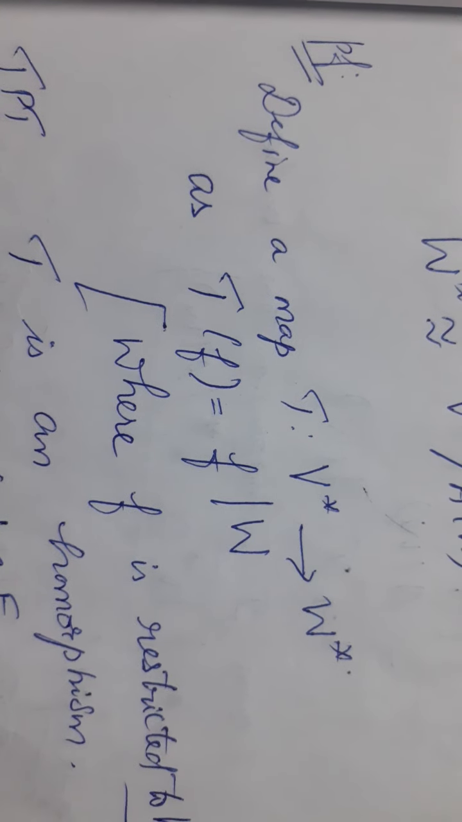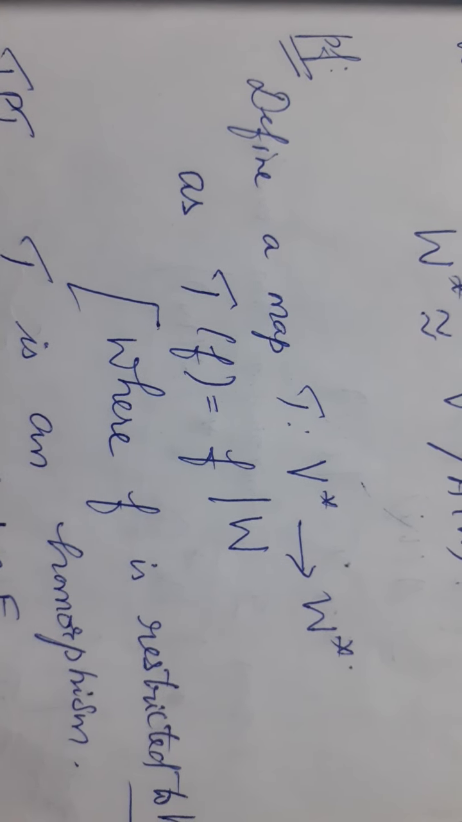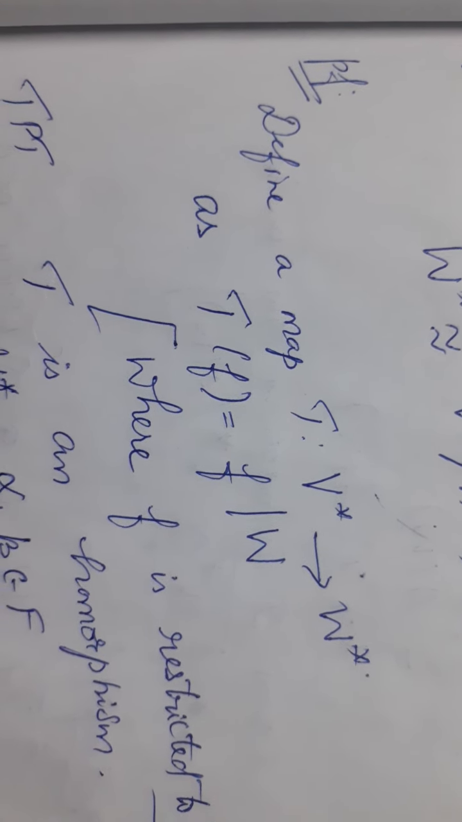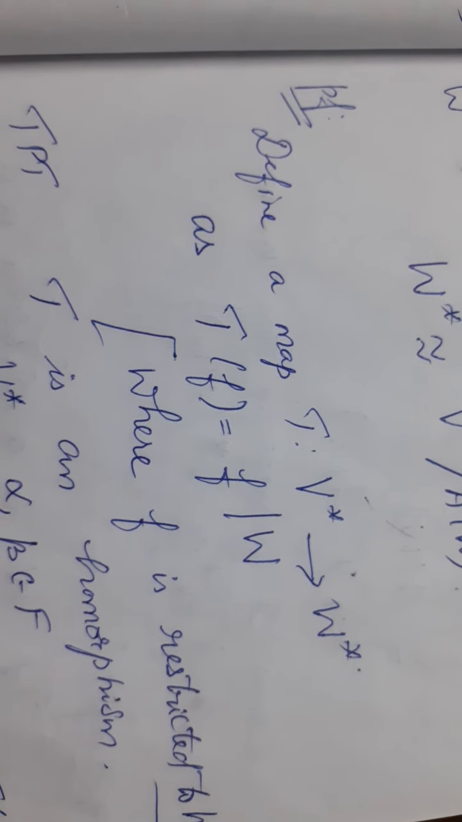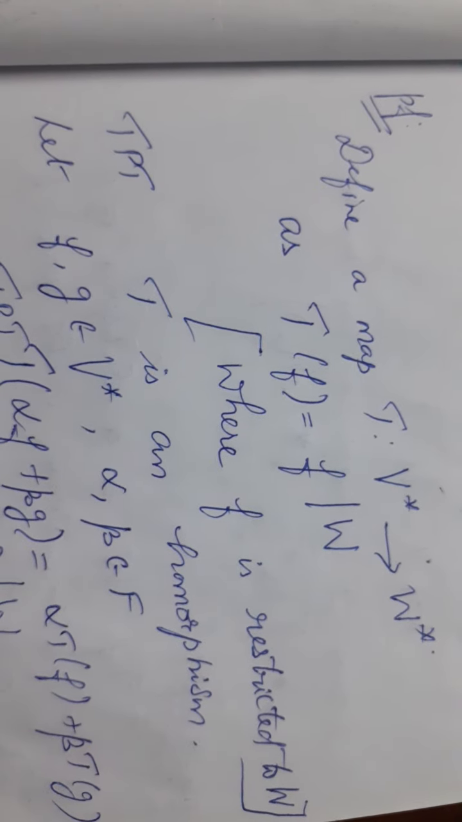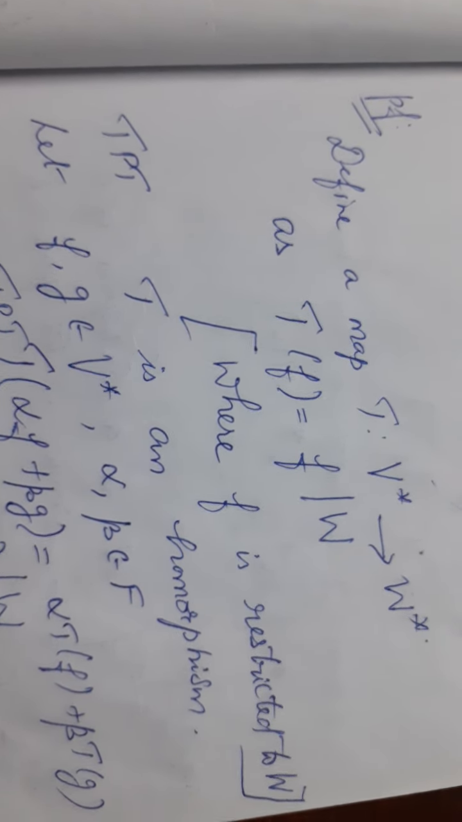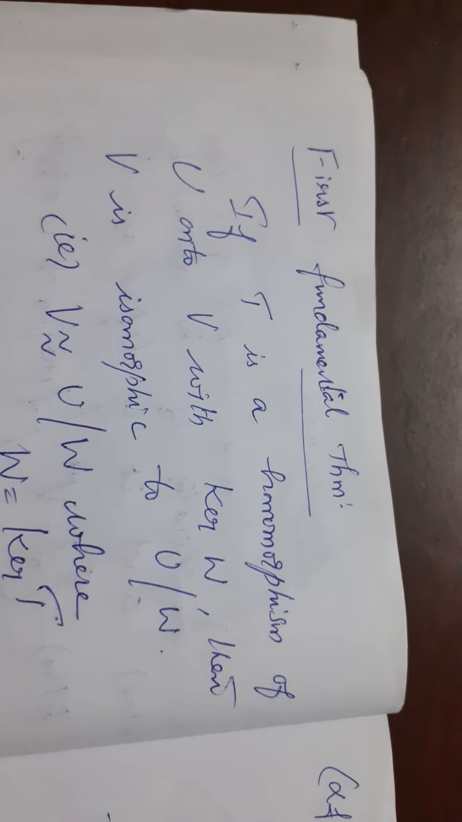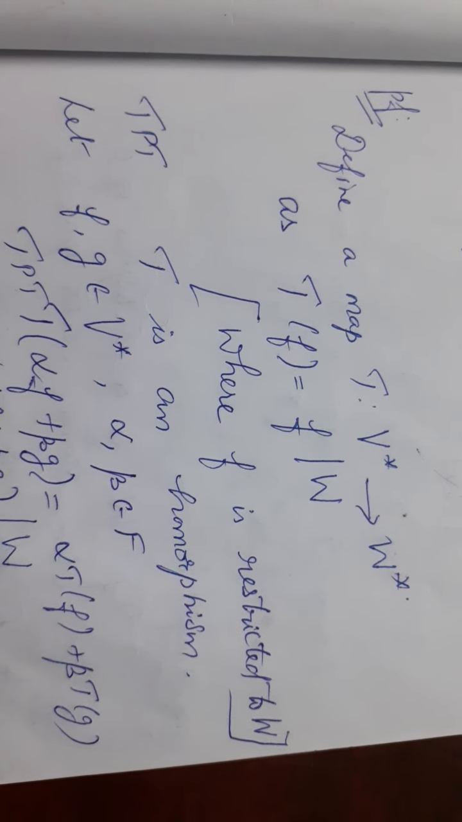For that, we are going to define a map capital T from V star to W star as T of f is equal to f restricted to W. And we are going to prove this T is a homomorphism, since in the first fundamental theorem, we have to take T as a homomorphism. So first we have to make sure this is a homomorphism.